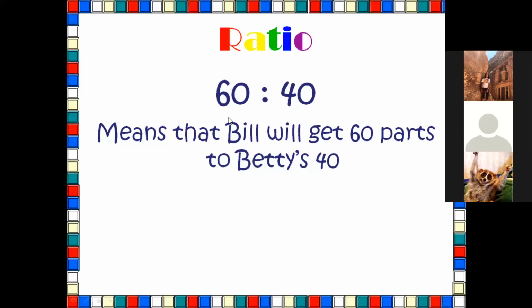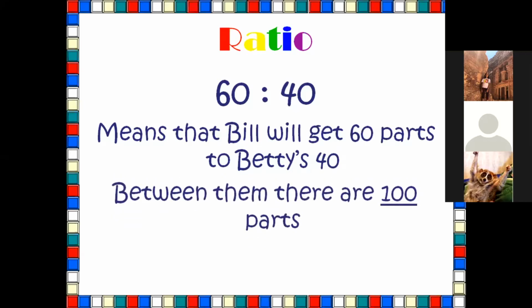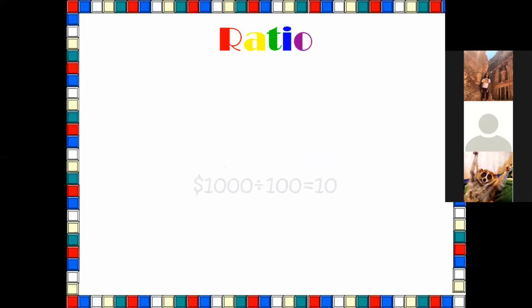Since Bill paid 60, he's going to get 60 parts of the 100. And Betty paid 40, so she will get 40 parts of the $1,000. So between them, there are 100 parts. How did we know that there are 100 parts in total? From 60 and 40 together. Bill has 60 parts, Betty has 40 parts, so 60 and 40 together is 100 parts. So the $1,000 divided by the number of parts, which is 100, is going to be 10.